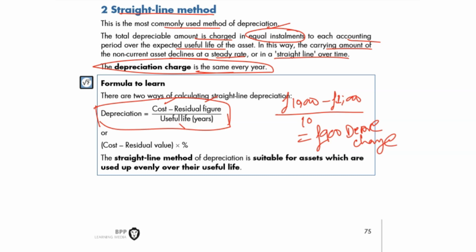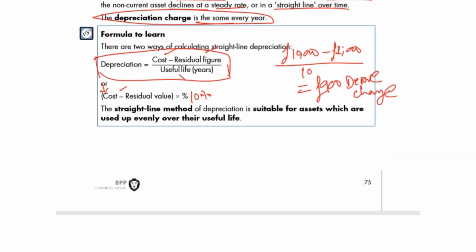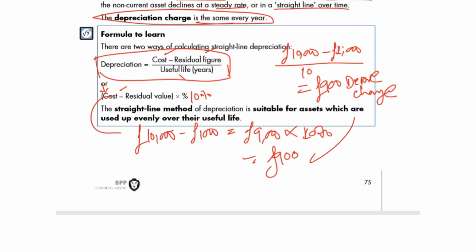Or you can calculate this way: cost minus residual value and times by a certain percentage. Let's assume 10%. They said charge 10% depreciation this way. So how do you do it? If this is the case, 10,000 is the cost of the asset, let's assume, minus residual value of 1,000, which is basically 9,000, isn't it? 9,000 times by a percentage, 10%, you still get 900. These are the two ways of doing depreciation.